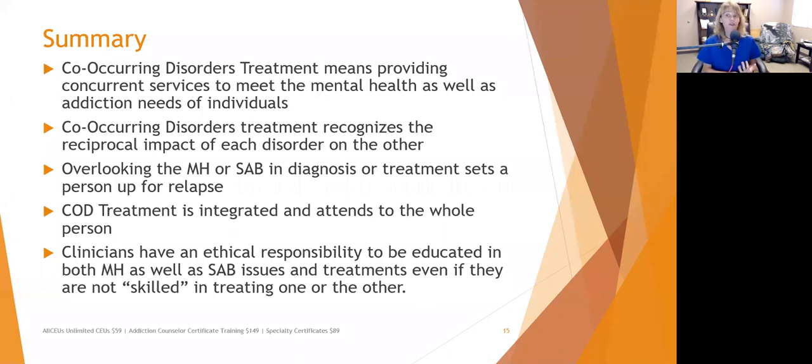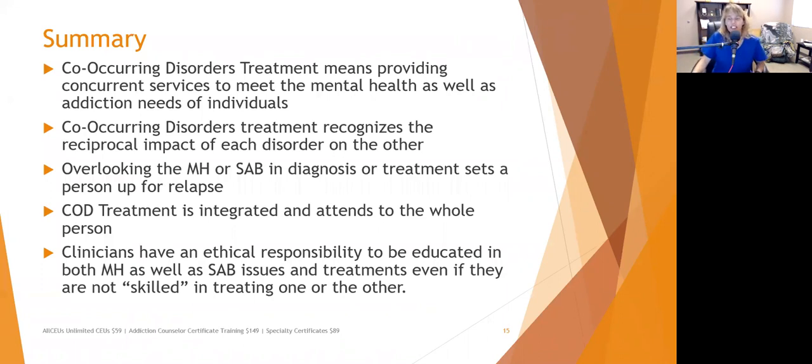Overlooking the mental health or the substance abuse in diagnosis or treatment just sets the person up for relapse. So let's not do that. Co-occurring disorders treatment is integrated and attends to the whole person, not just the substance, not just the mental health, but also their interpersonal relationships and their housing, that whole Maslowian hierarchy.